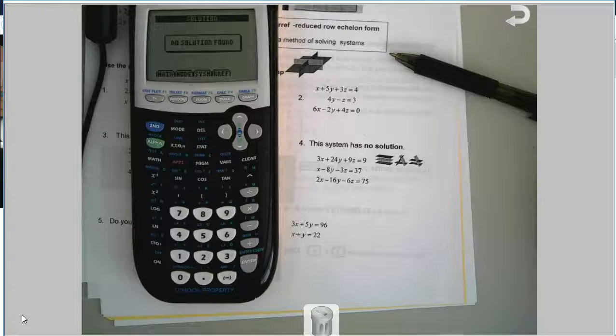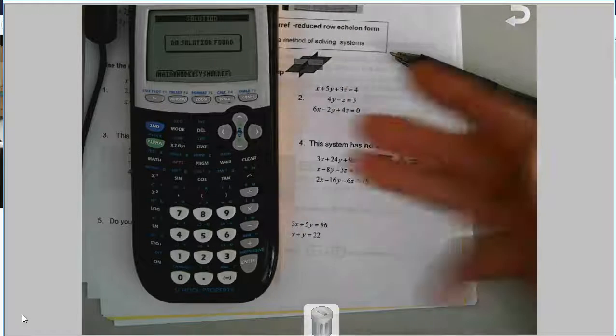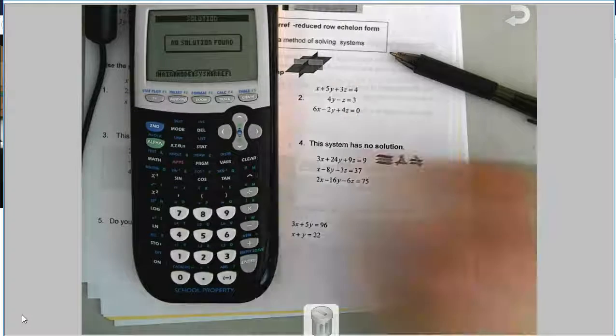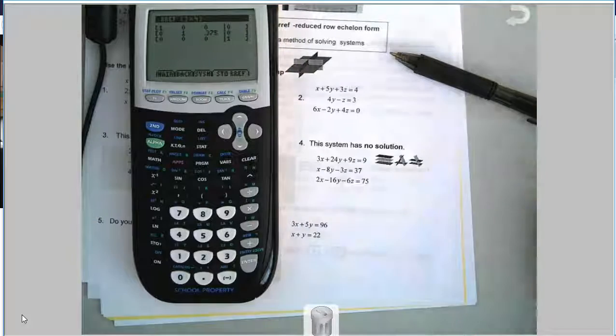Solve, and there's no solution found. So you have a couple examples of how to use this with regular problems, infinite, and no solution answers. And again, if you hit this button for RREF, there's the pattern we talked about for our no solution. So there you go.